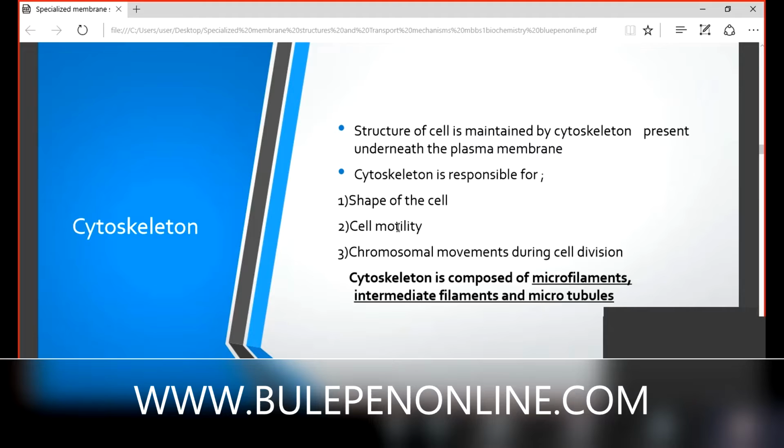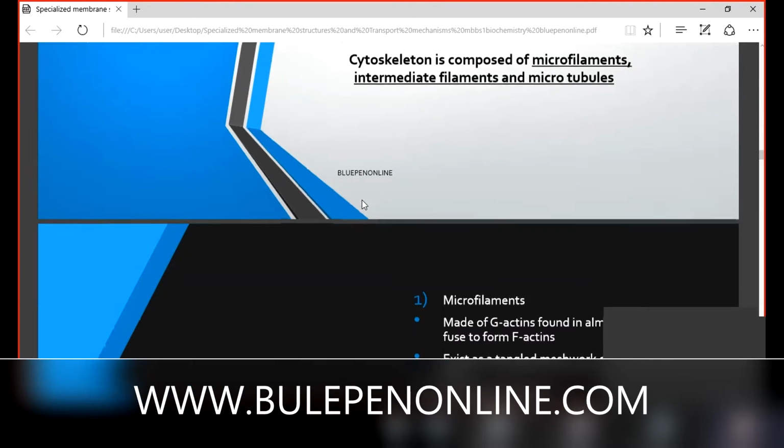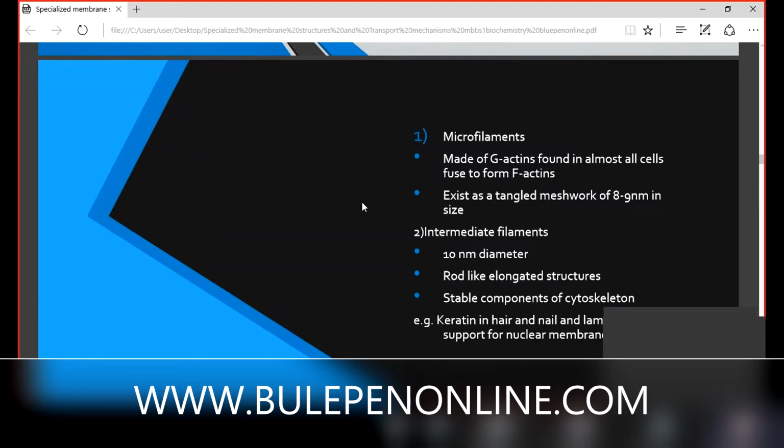Then what are the different structures present in cytoskeleton? It is composed of microfilaments, intermediate filaments, and microtubules. There are three structures coming under cytoskeleton. Then what is microfilament? It is made up of G-actin found in almost all cells, fused to form F-actin that exists as a tangled meshwork of 8 to 9 nanometer in size.